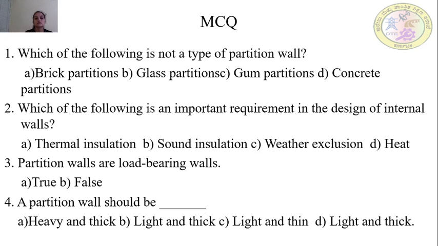Fourth one, a partition wall should be heavy and thick, light and thick, light and thin. Answer is light and thin.